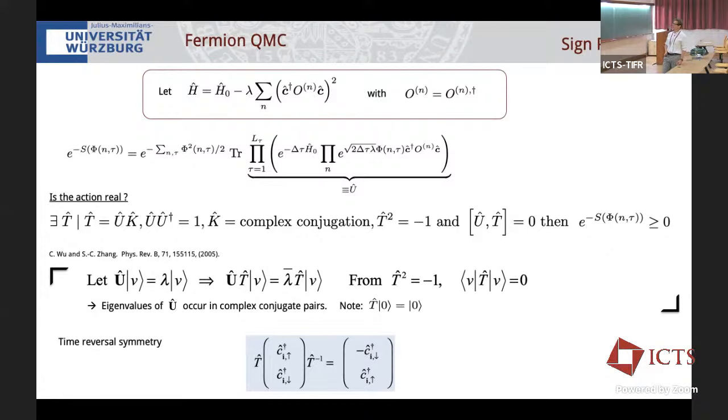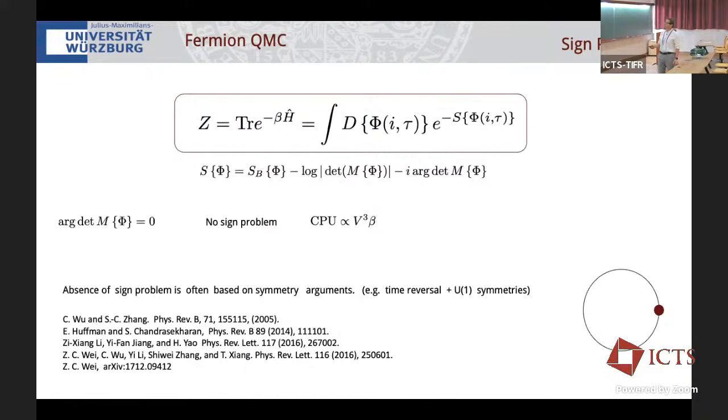Then you will have no sign problem. You can simulate it. So generically, we have no sign problem, and the phase of the determinant is zero, and if we have no sign problem, the computational time scales as the volume cubed times beta. Yes? Here you've taken the terms up to lambda, so are we assuming weak interactions here?